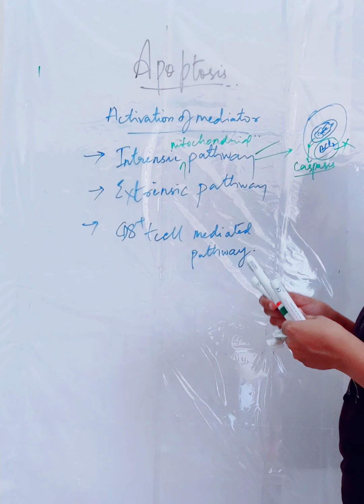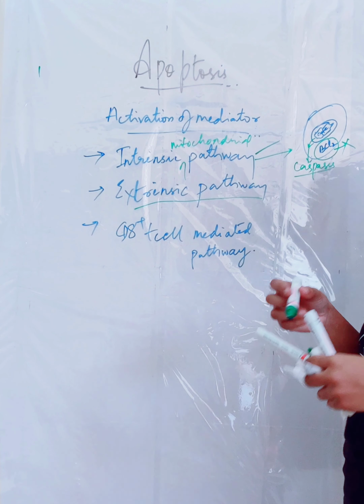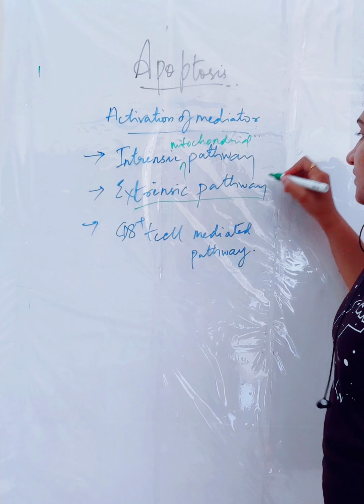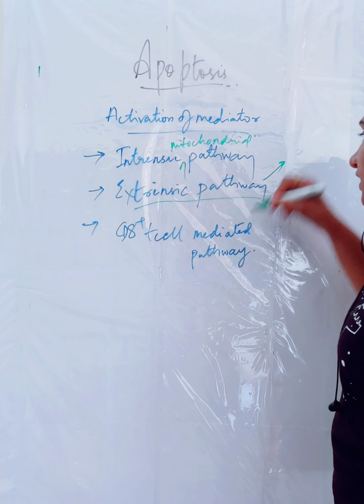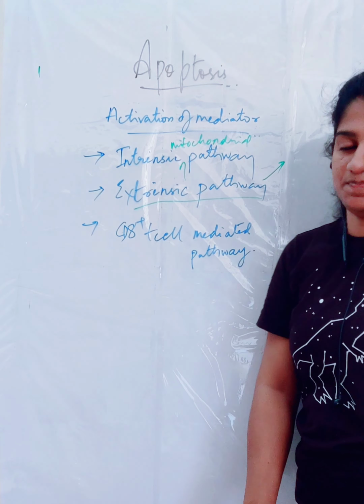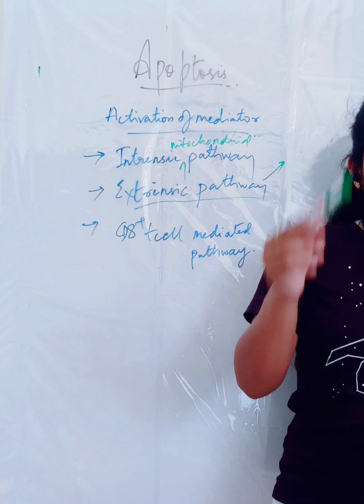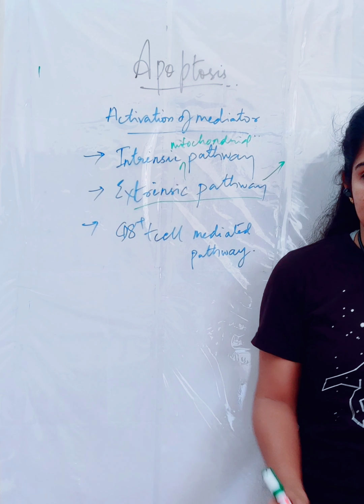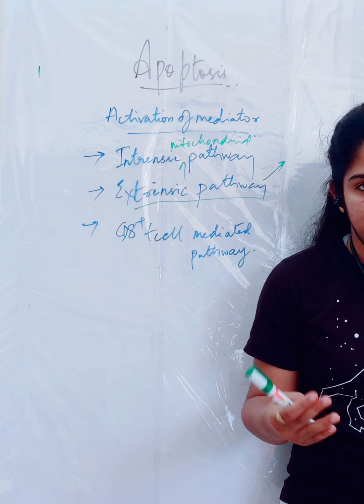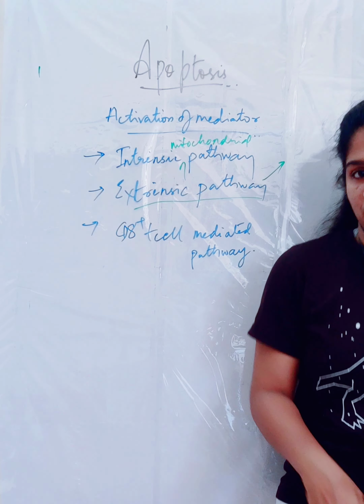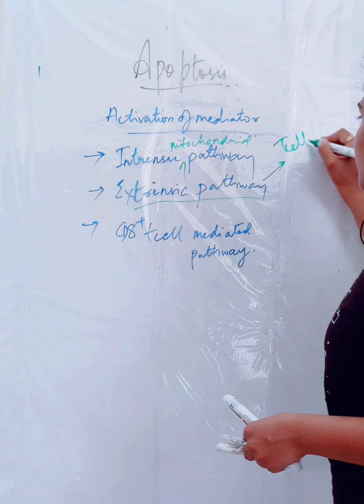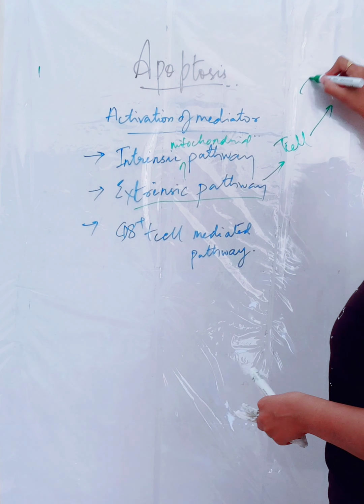Now we'll talk about the extrinsic pathway. In the extrinsic pathway, there is some factor outside the cell that is causing the cell to activate caspases. Are you getting it? Let me give you a small example. We all have T cells, which are produced from bone marrow and matured in the thymus.